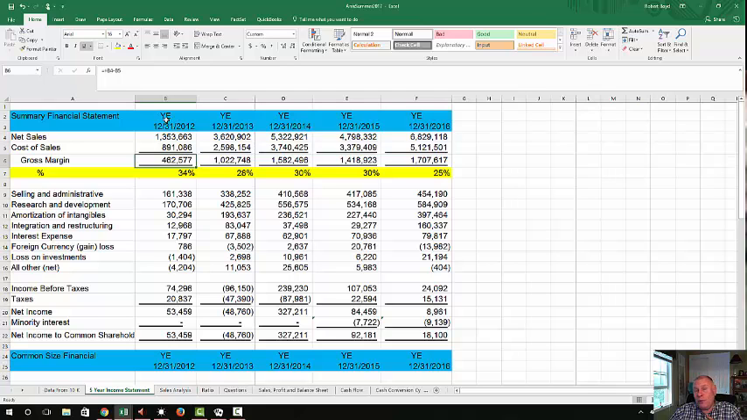their fiscal year. So they may run February 1st to January 31st, September 1st to August 31st. It varies. So then I went through all of the different expenses and said, what's meaningful? And what I found is, obviously, selling administrative is big, but they spent a lot of money on research and development, amortization of intangibles, integration, interest expense, foreign currency gain loss, loss on investments, and then all other, and I netted it all out to come up to income before taxes, net income, and they have something called minority interest, and that gives us the income to the common shareholders.